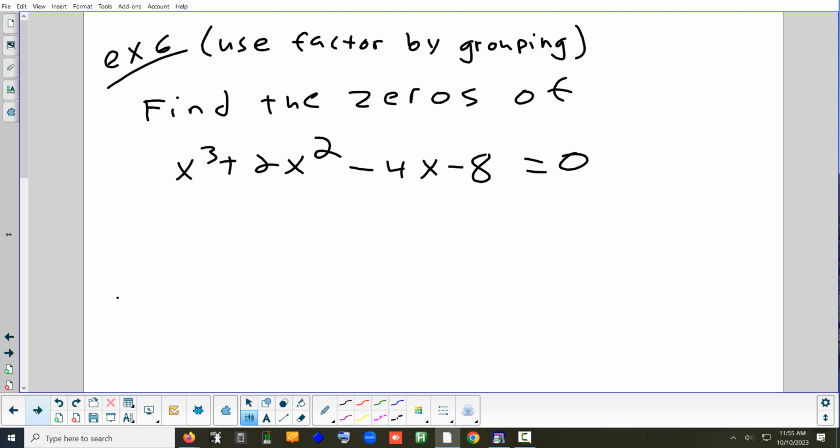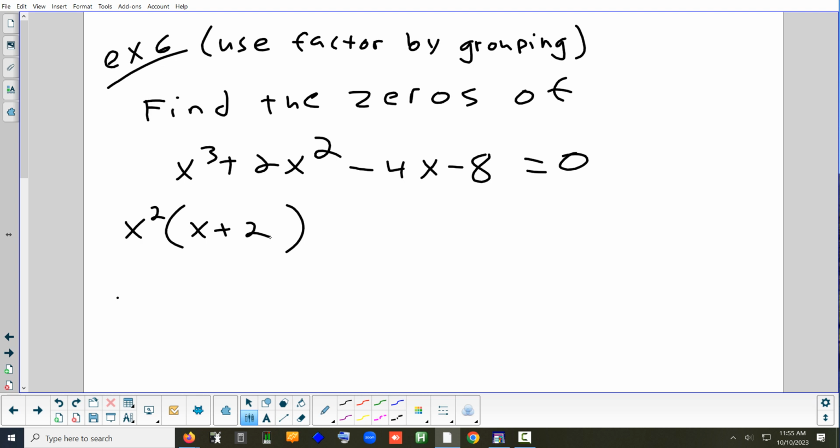What can you factor out of the first 2 terms? X squared. And what does that leave you with if you pull an x squared out from each term here? X plus 2. Now the goal with factor by grouping is to end up with x plus 2. Again, if you do, you can do factor by grouping. If you don't, you can't. So now look at these last 2.